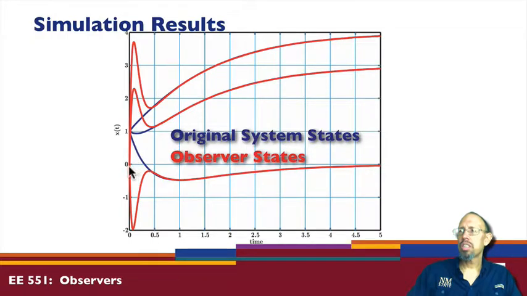The observer states all start at 0. And so you can see there's a transient response in which it takes a while for the observer states to converge to the system states. It takes about half a second in this case because of where those poles are located. And as you can see, there's some transient response associated with this. This transient response is often referred to as peaking. And it's caused by the mismatch between the initial conditions of the original system states and the observer states.